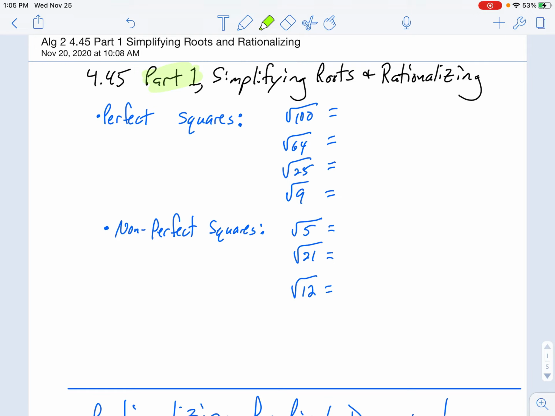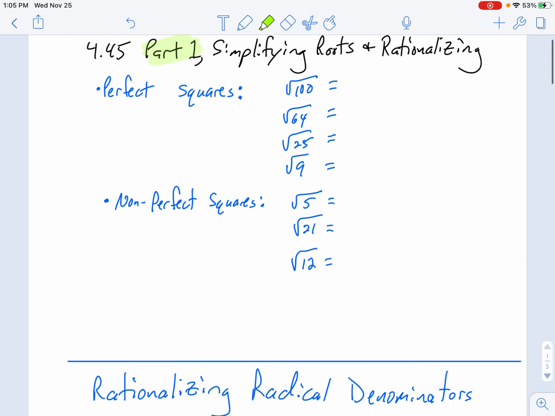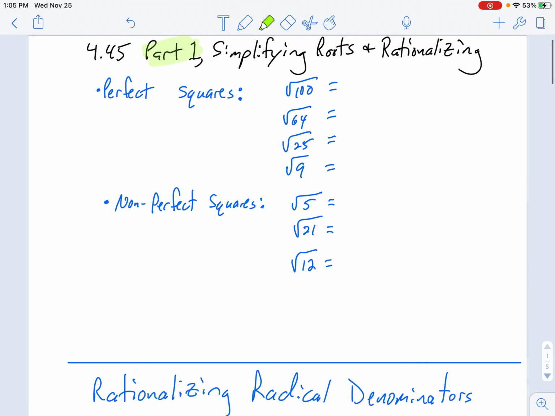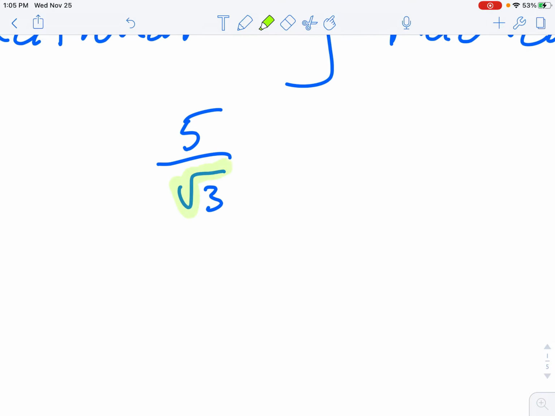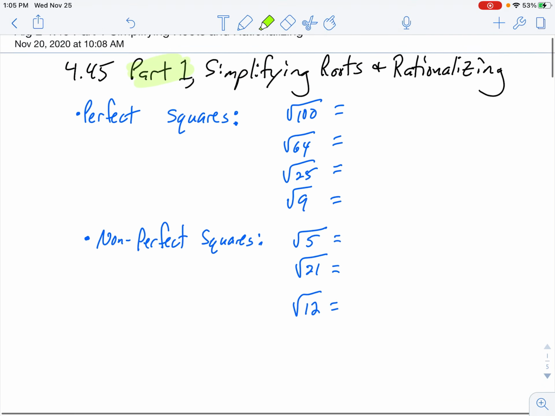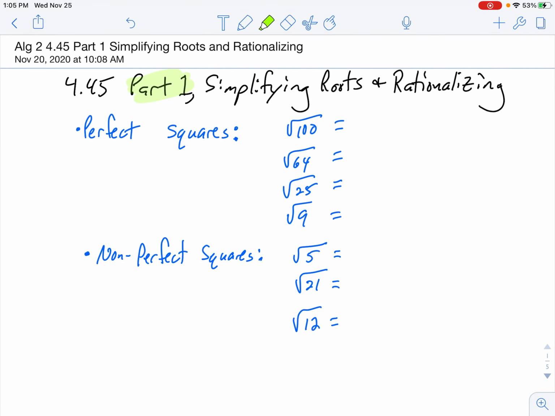Now, in the previous lesson we talked about rationalizing when there was an imaginary number in the denominator. Here, there's going to be a radical or a square root in the denominator, so it's also called rationalizing. But before that, let's talk simplifying.